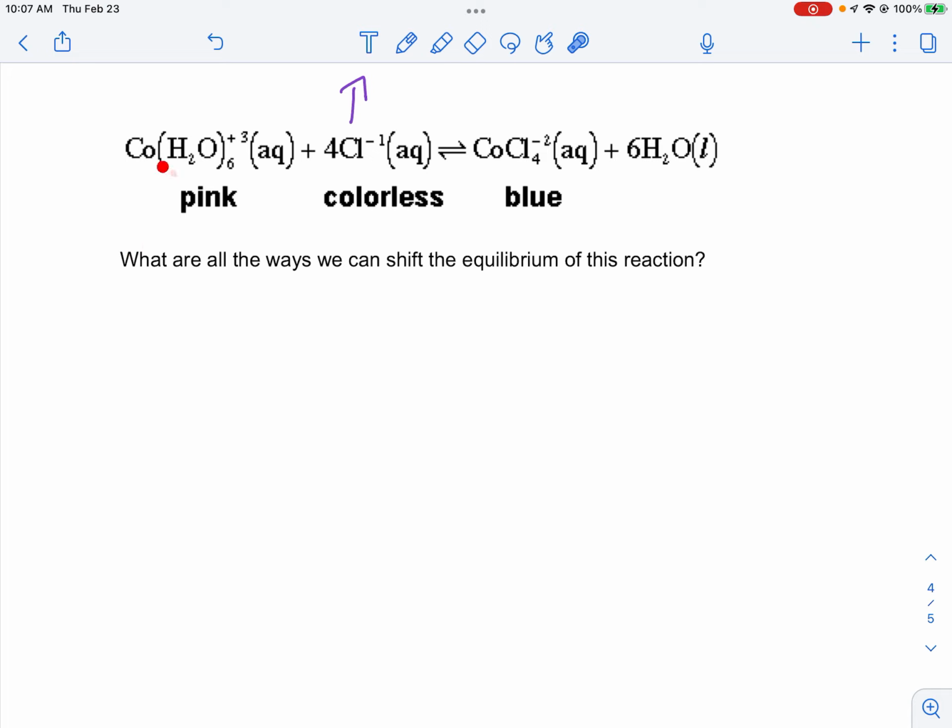Well, we know that this pink cobalt hydrate, whatever this is called, turns into this cobalt chloride whenever it bumps into a chlorine, or some of the times when it bumps into a chlorine. Well, we just put a whole bunch more chlorines into our beaker, which means these guys are going to be bumping into those chlorines way more often, which means there's going to be a lot more chances for this to go this way and turn into this.